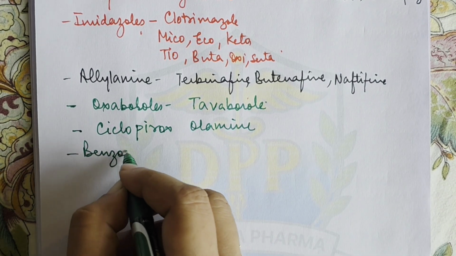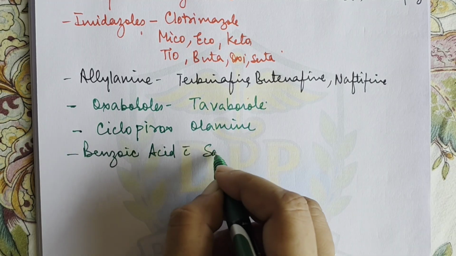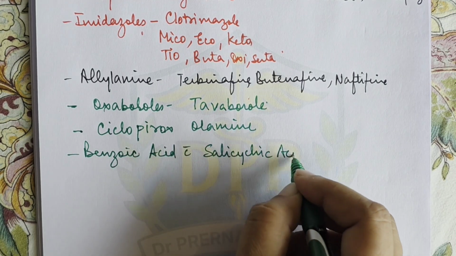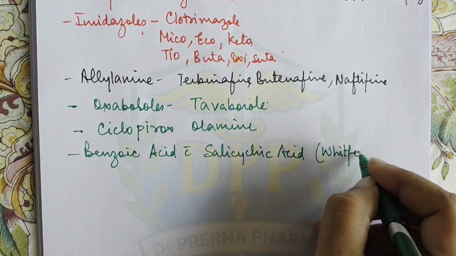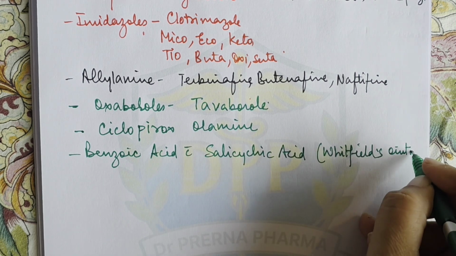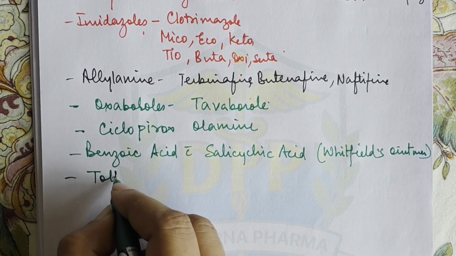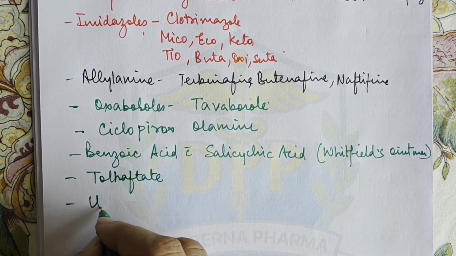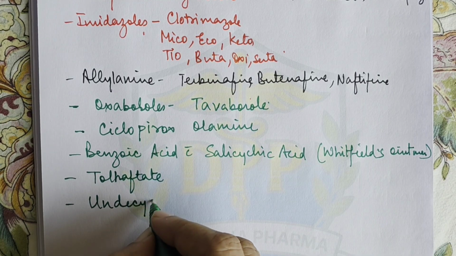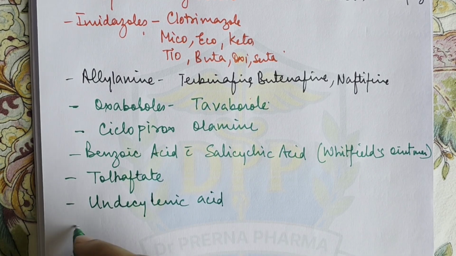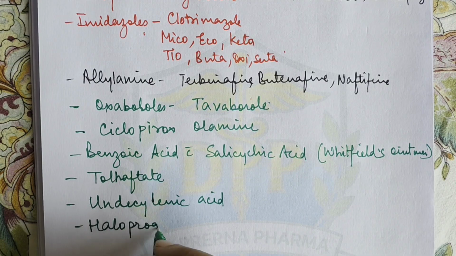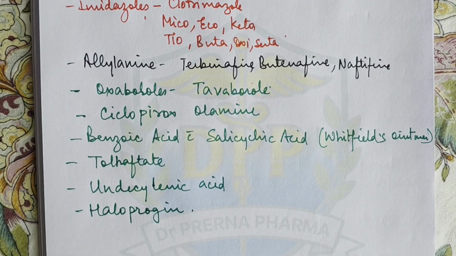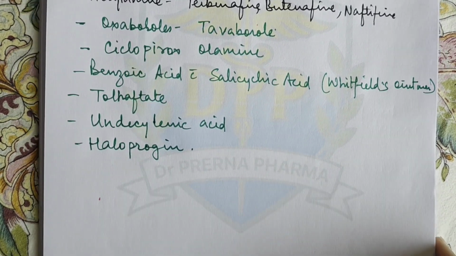Then benzoic acid with salicylic acid. This is called Whitfield's ointment. Okay. Then tolnaftate, undecylenic acid, and haloprogen. So these are some topically used antifungal agents also. So with this we finish the antifungal agents.